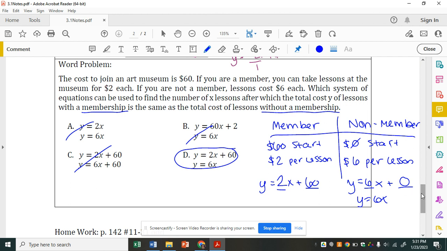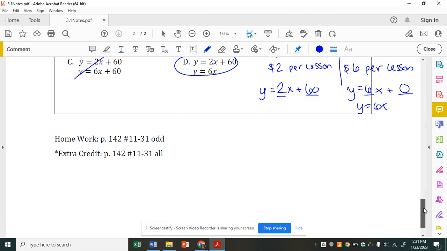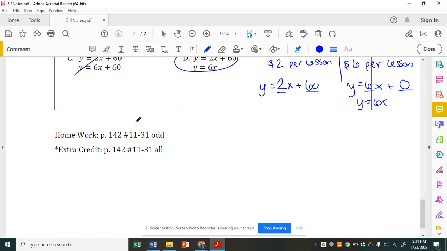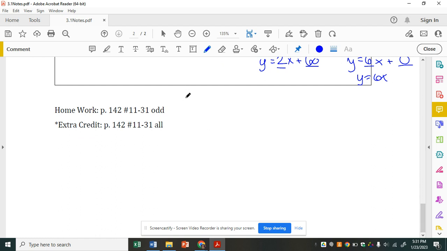Okay. I'm going to come back to address the homework, but I do want to add something on the bottom of these notes here that I had not done so already. I want to talk about special cases.